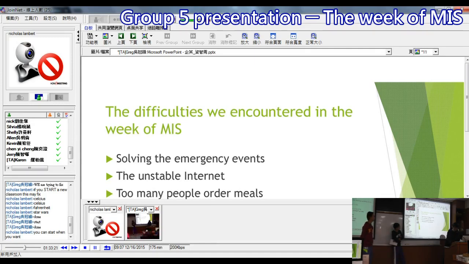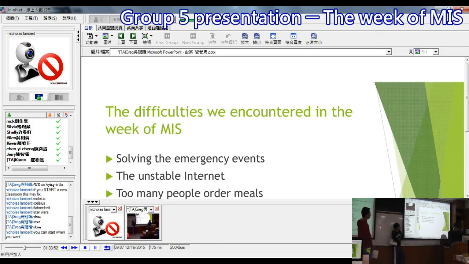And next is the unstable internet. Actually, our school's internet is unstable, but League of Legends needs an internet connection to play. So when in the game, we need to prevent the internet from disconnecting. Fortunately, every time the internet had trouble, we could handle it quickly and let the game complete successfully.